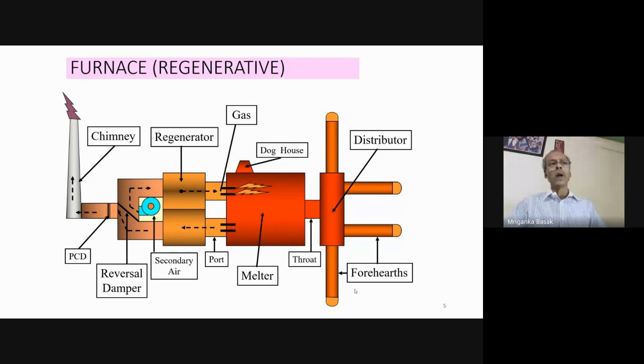Then there are four forehearths connected with the distributor. In this drawing, four forehearths have been shown. These four forehearths are catering to four different forming machines. Now, four different forming machines can have different jobs running on these machines. Different jobs have different requirements of temperature or viscosity. Viscosity of the glass depends on the temperature.